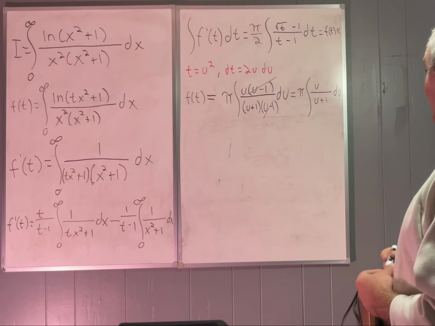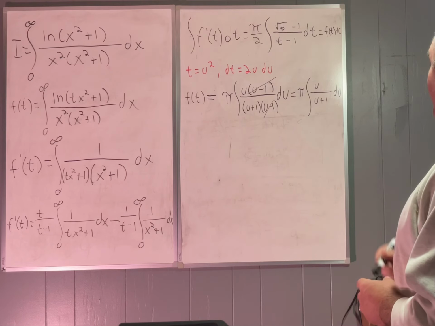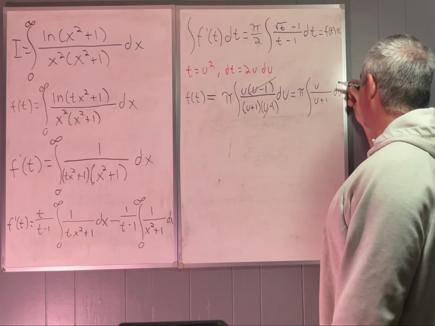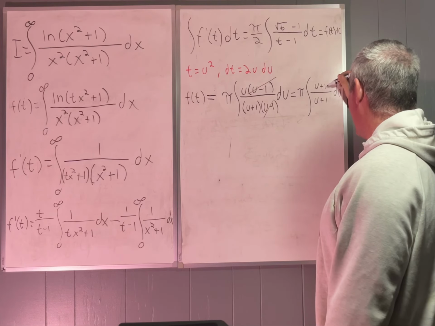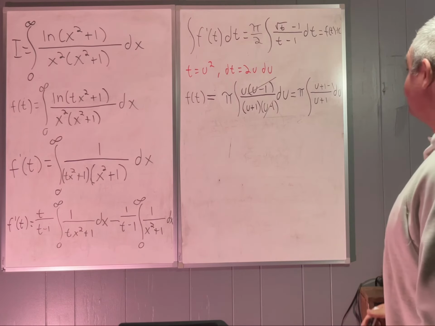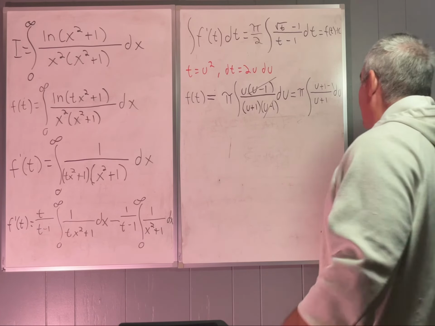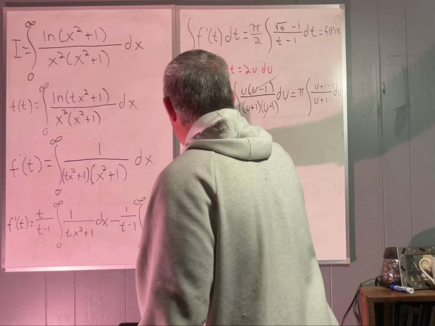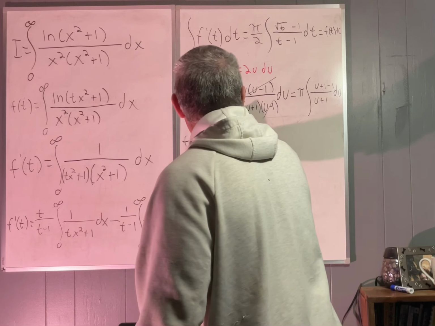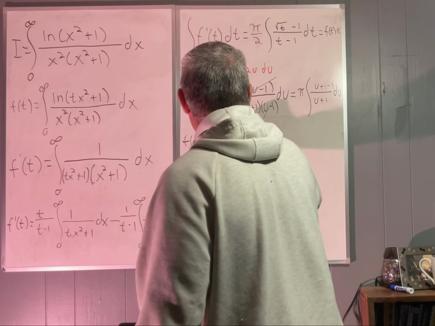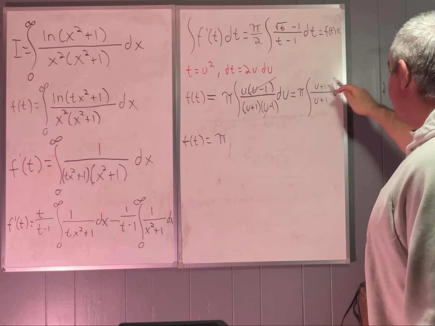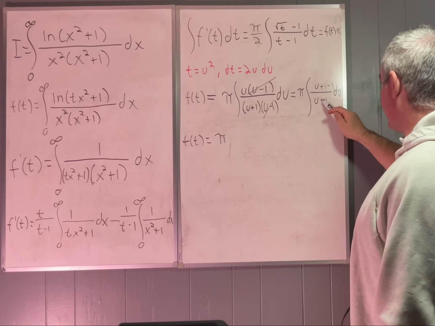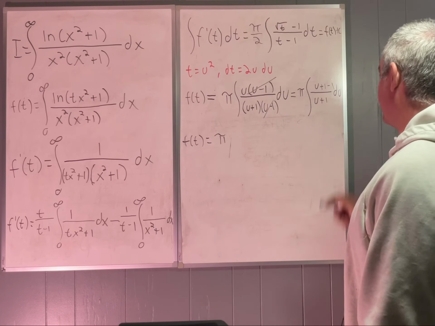Usually when I see things like this, I approach these integrals like this. I hope you all agree that I can just add 1 and then subtract 1 like that. So then this becomes f of t being equal to pi, and we'll now use the linearity of integrals to split this up into u plus 1 over u plus 1 minus 1 over u plus 1.